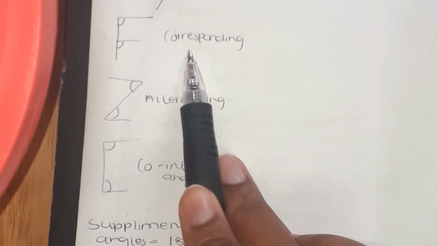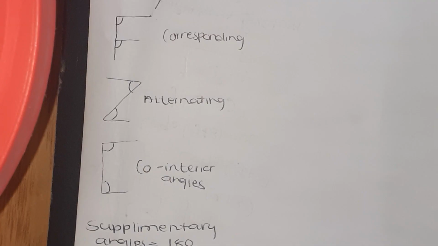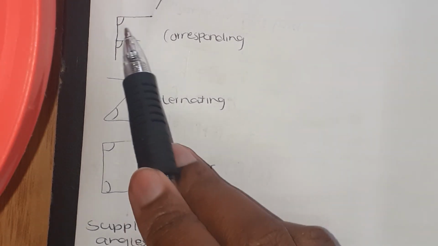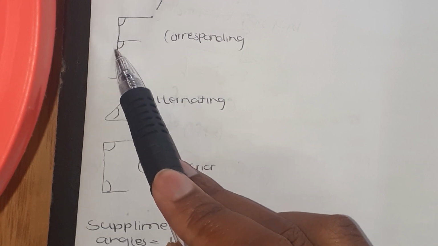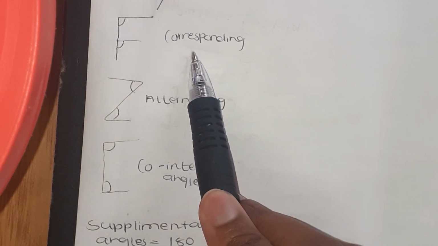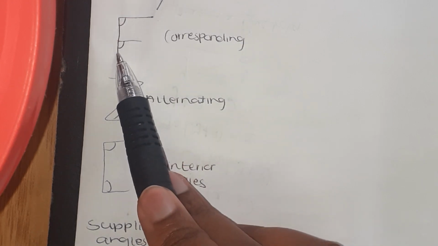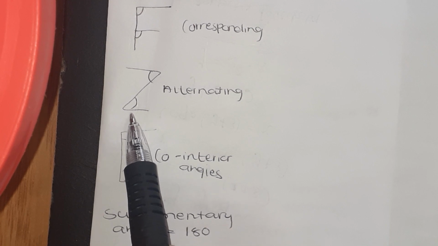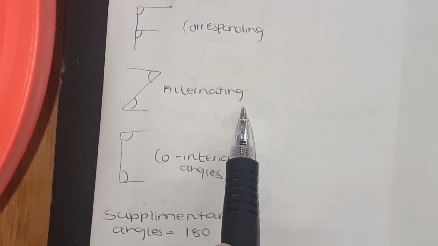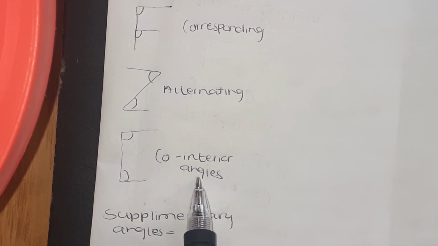Yes. Another thing that we have is the F shape, right? We have angles that are making an F like that. This angle and this angle are equal. And what do they call it? They are corresponding angles. So this one and this one, they correspond. And then this and this, they are alternating angles. And then this one and this one are co-interior angles.